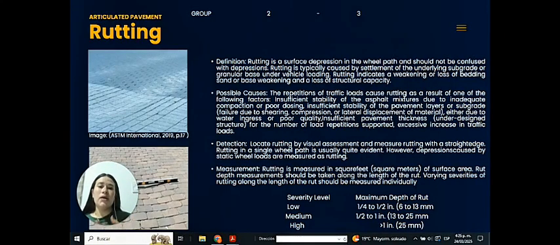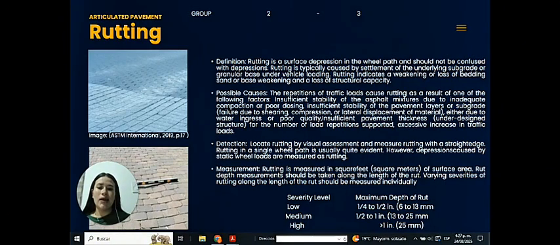Next, possible causes. The possible causes of rutting are insufficient stability of the asphalt mixture, insufficient stability of the pavement layer on the subgrade or base, water ingress and poor quality, insufficient pavement thickness, and excessive increase in traffic loads.